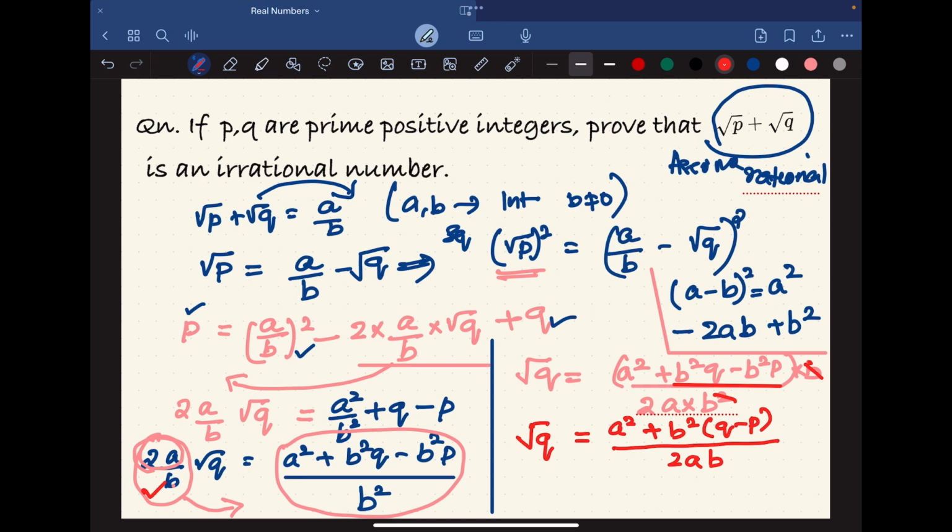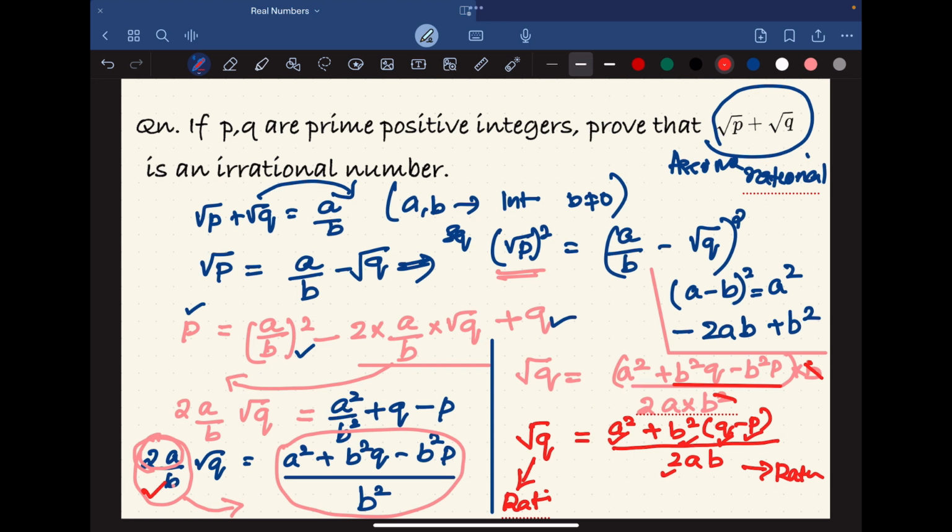Now the right hand side you got as (a square plus b square) multiplied with (q minus p), and the denominator is 2ab, right? The left hand side you got as root q. Now, can we say that all these a, b, p, q, 2 are integers? So the right hand side is a rational number, right? So can we say the left hand side is also a rational number? And how can we conclude? Therefore, root q is also rational.